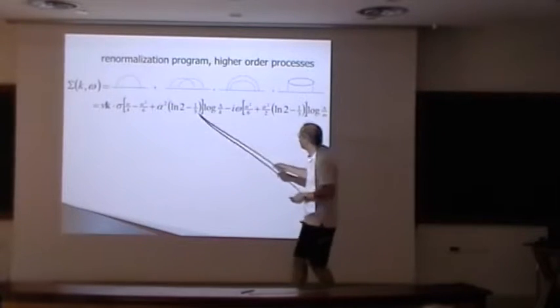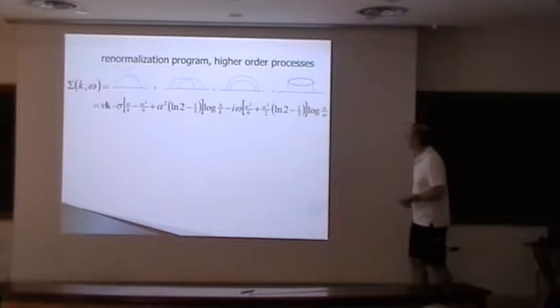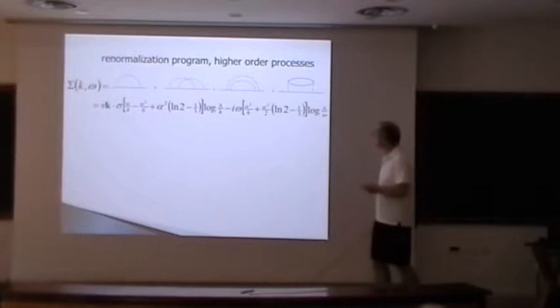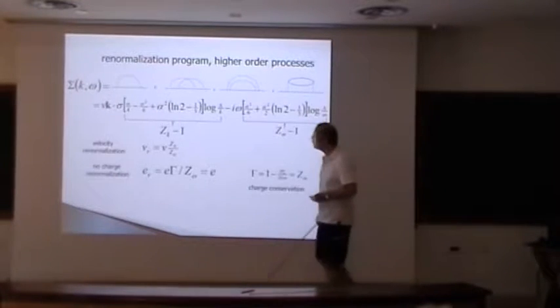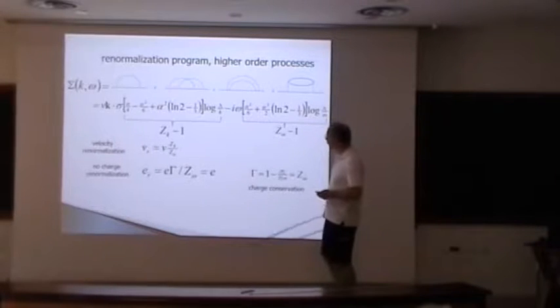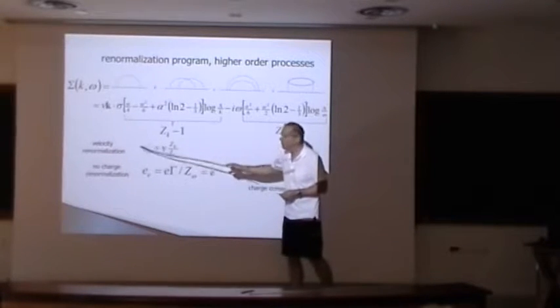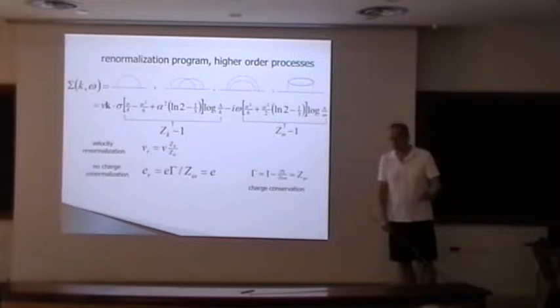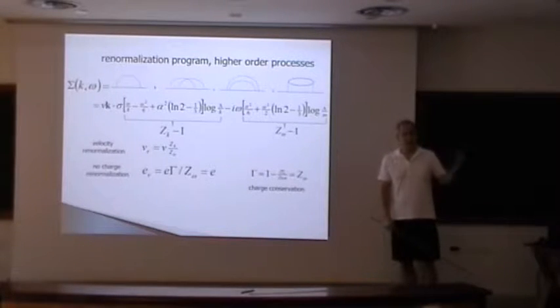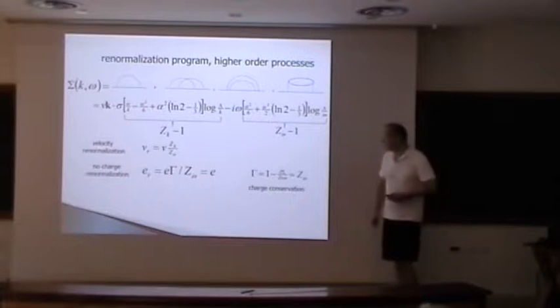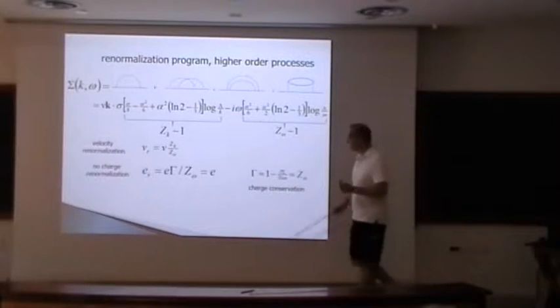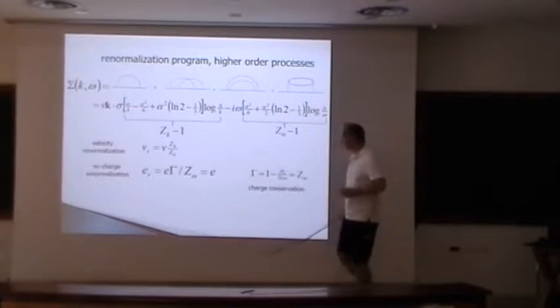You can go to higher orders, and I've just now given you the formulas. What you can find with all those rather complicated looking results is that you can still absorb everything in a renormalization of the thermal velocity. So all many-body effects at the end of the day can be written as if they were renormalizations of velocity. And in fact, there's a charge conservation that keeps the value of the charge intact.